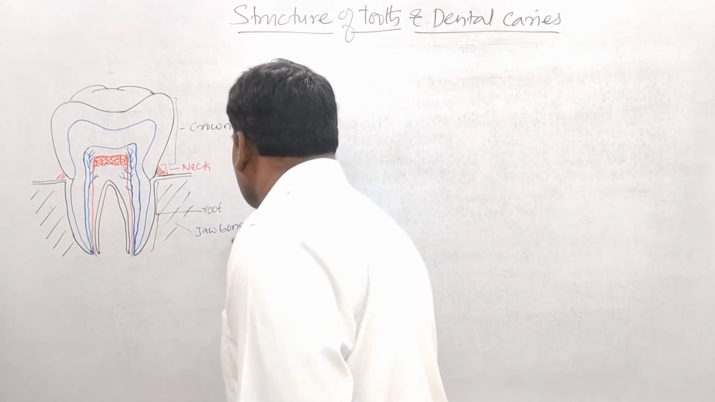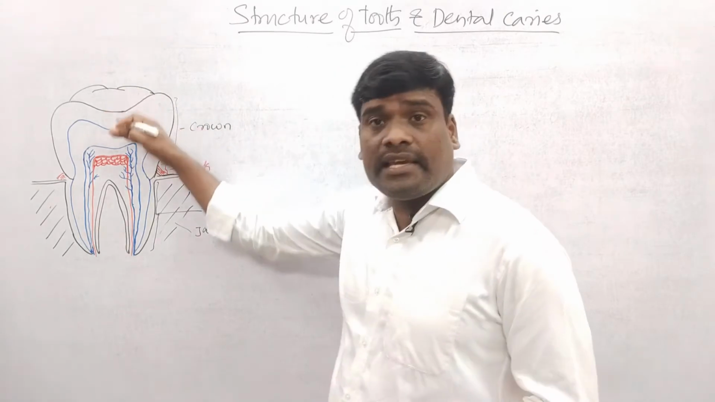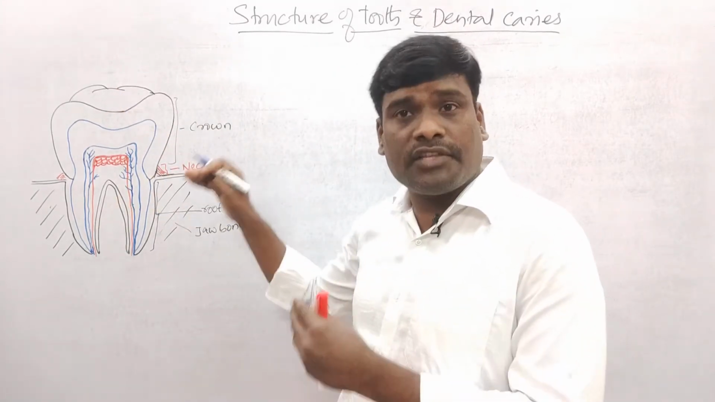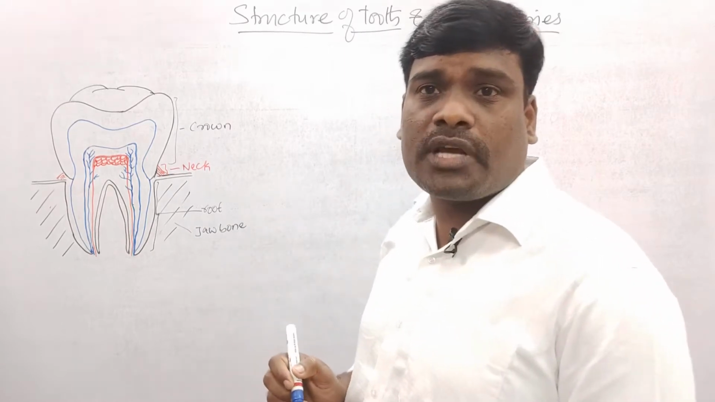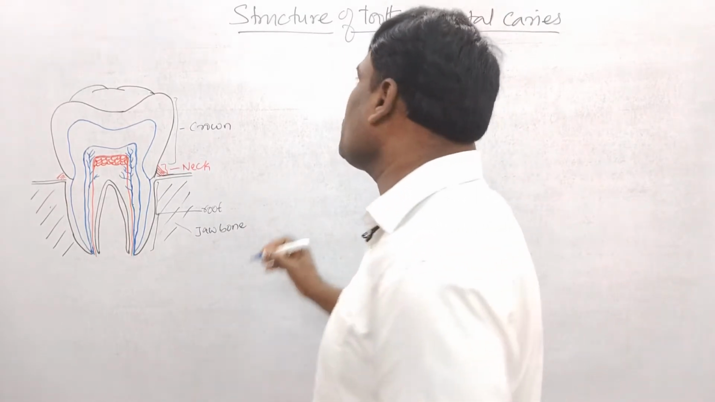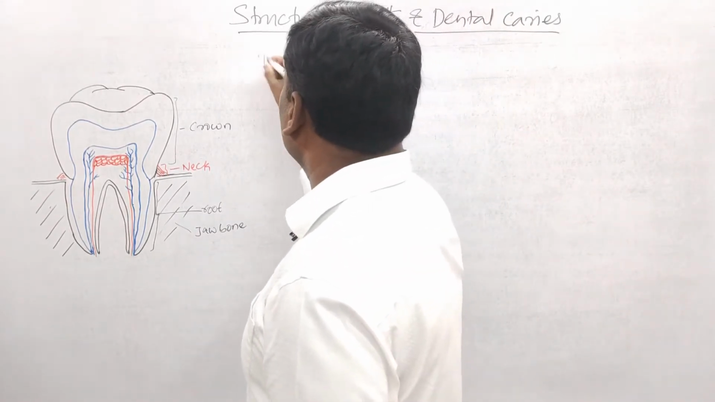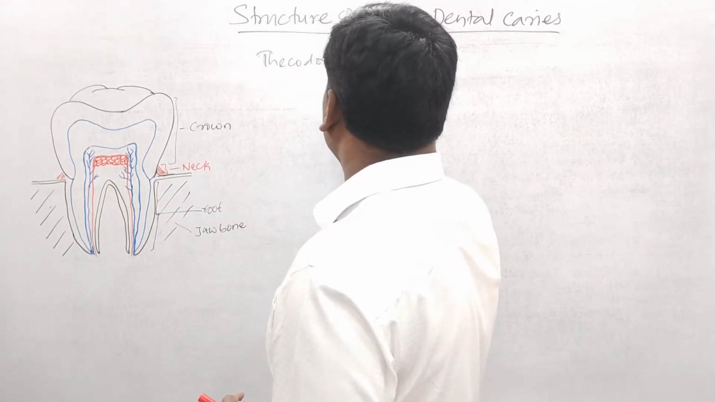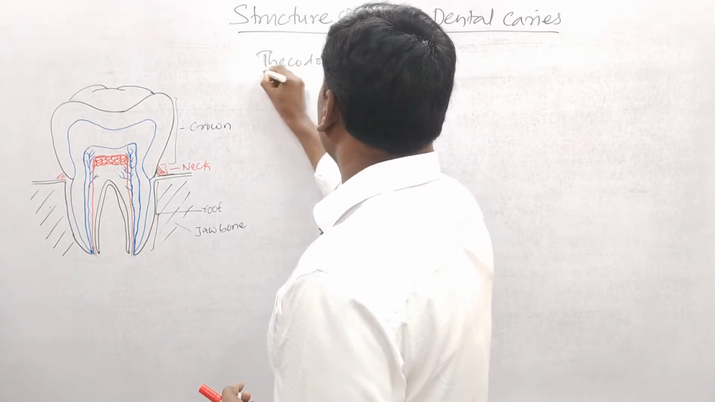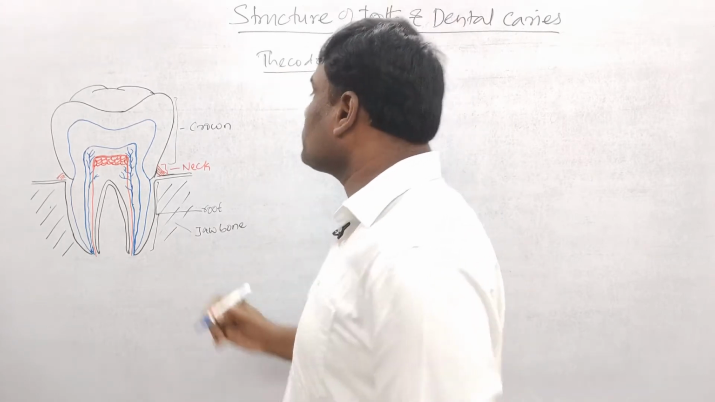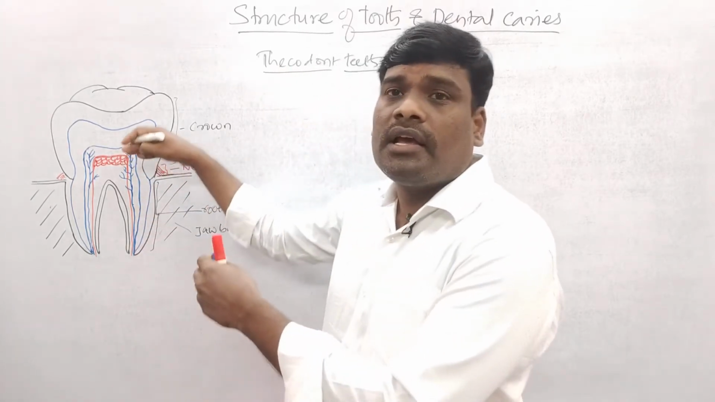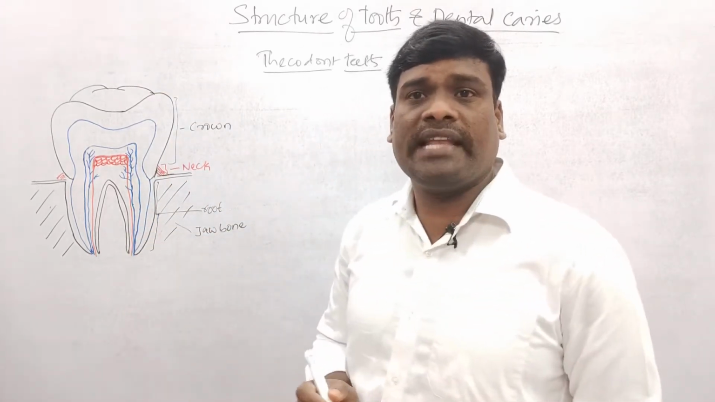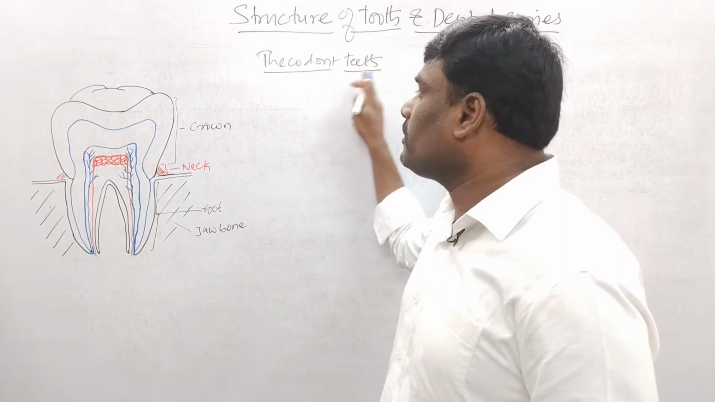This is the jawbone. If a tooth is embedded in the jawbone, then such teeth we call thecodont teeth. So here the human teeth are called thecodont teeth because the roots of the teeth are embedded in the jawbone. Then they are called thecodont teeth, children.